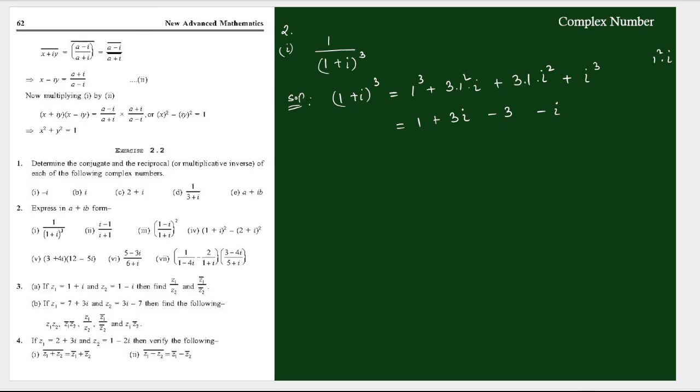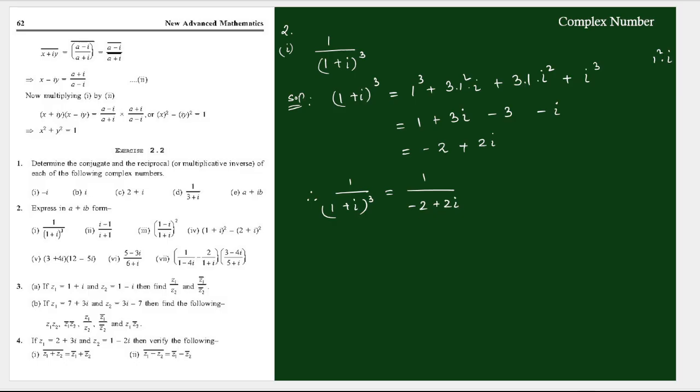Okay. So after that, what will we find? Minus 3 plus 1 is minus 2. 3i minus i is 2i. So this is our (1 plus i) cube. Now you put this one. So therefore 1 by (1 plus i) cube is 1 by this one, minus 2 plus 2i.